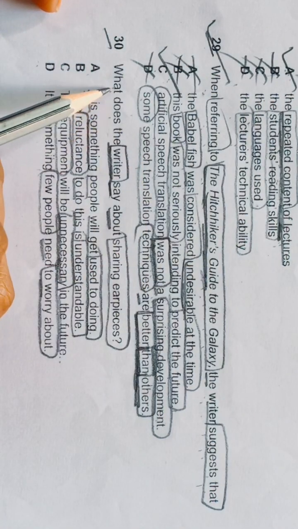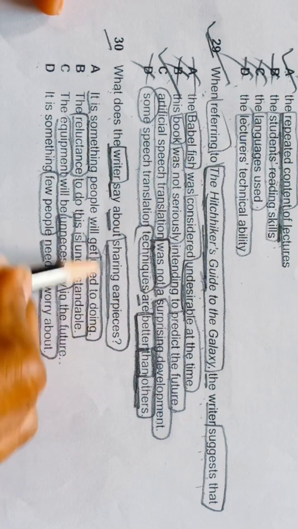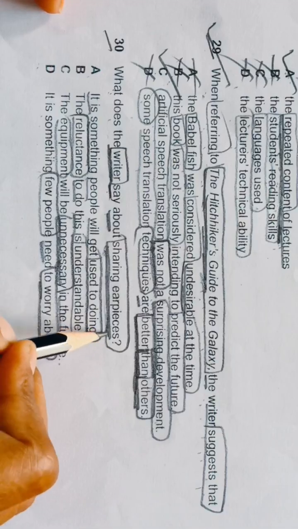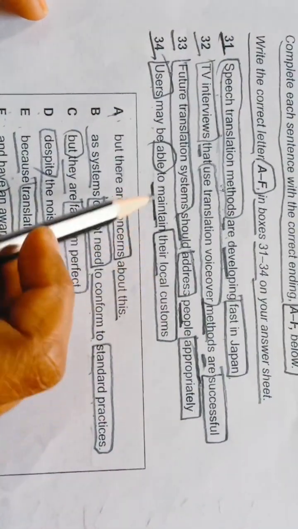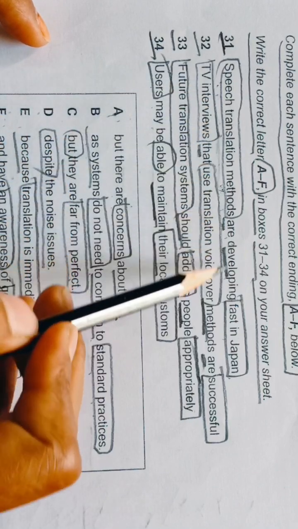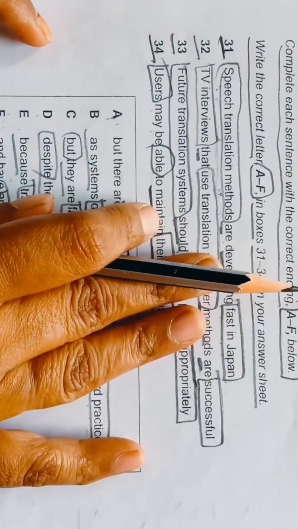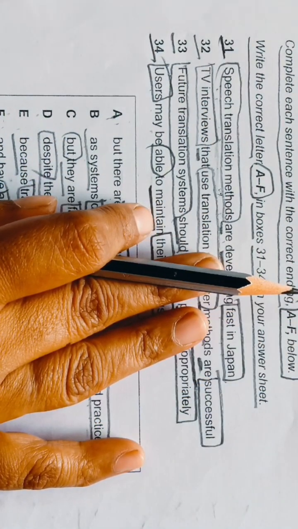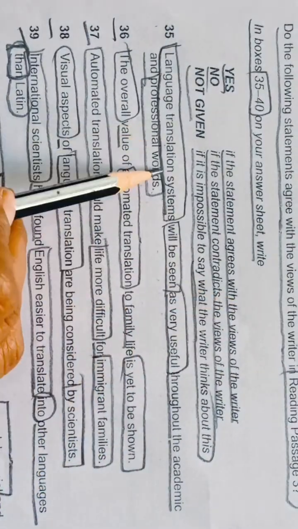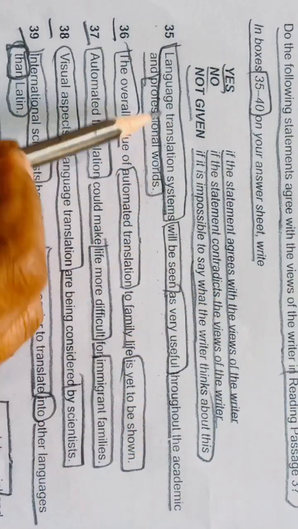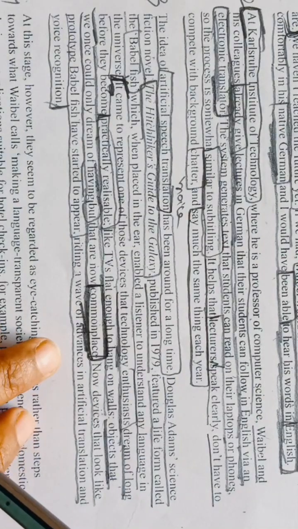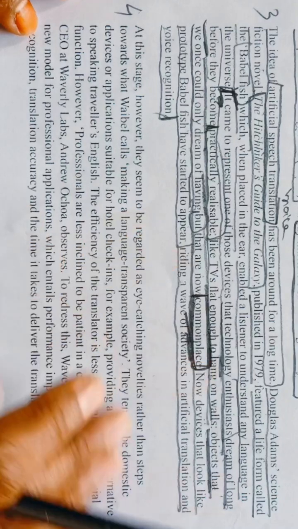Number 30. What does the writer say about sharing earpieces? So we have not seen anything regarding this. Let's see. Speech translation methods are developing fast in Japan. This type of thing also we have not seen. And language translation systems will be seen as very useful. So this thing also we have not seen. So we will directly move forward with our fourth paragraph.